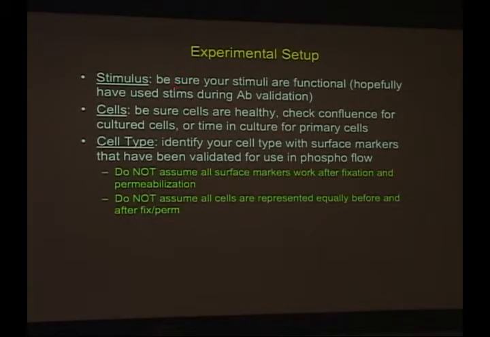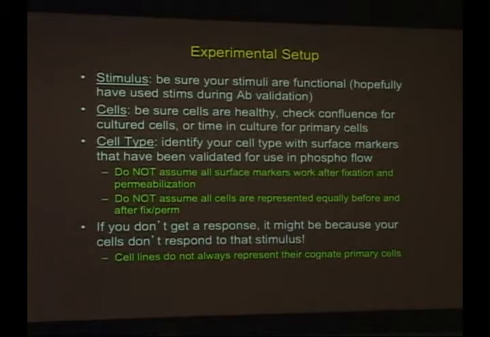Again, for your stimulus, always try to make sure that your stimuli are functional in some kind of assay, be it in a cell line or something, just to be sure that you have something working there. Keep your cells healthy. This is an important thing. Again, don't assume all the surface markers work, but also don't assume all the cell subsets are represented equally, and also don't assume that primary cells are the same as cell lines. I think that is an important thing that comes up a lot too.